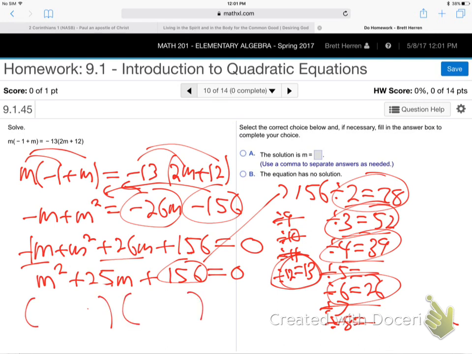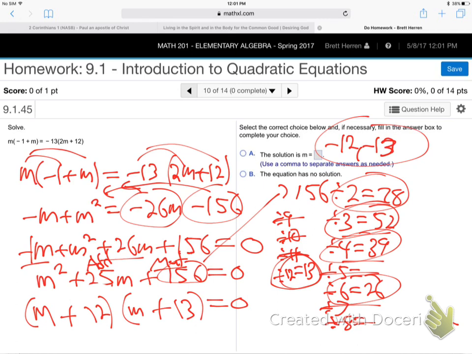Put your parentheses. M's in the front. 12 and 13. Everything's positive, right? They add to be 25. They multiply to be 156. So what are the answers then? Minus 12. You know, it's opposite, opposite. Can I just skip that step? Minus 12, minus 13, right? From the parentheses to the answer is opposite, opposite. There it is. Questions on that one? No questions? We good?